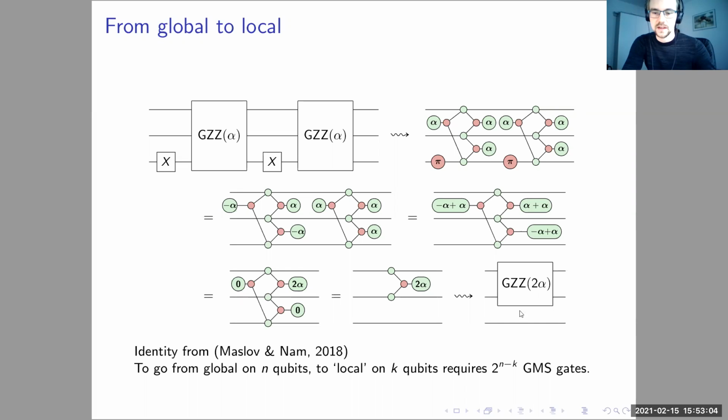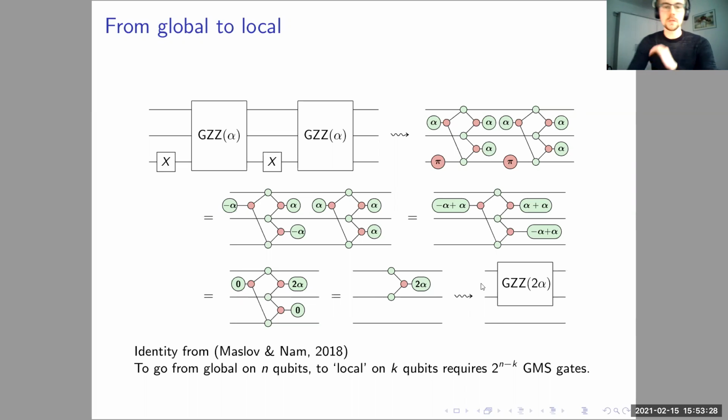So now it doesn't act on this last qubit. A thing I want to say here is that if you look at the original paper of Maslov and Nam, you only see that this top thing is equal to the bottom thing, and it's not clear at all why this would be the case. And now just writing this in ZX notation, it becomes quite obvious why this would be, which I think is nice.